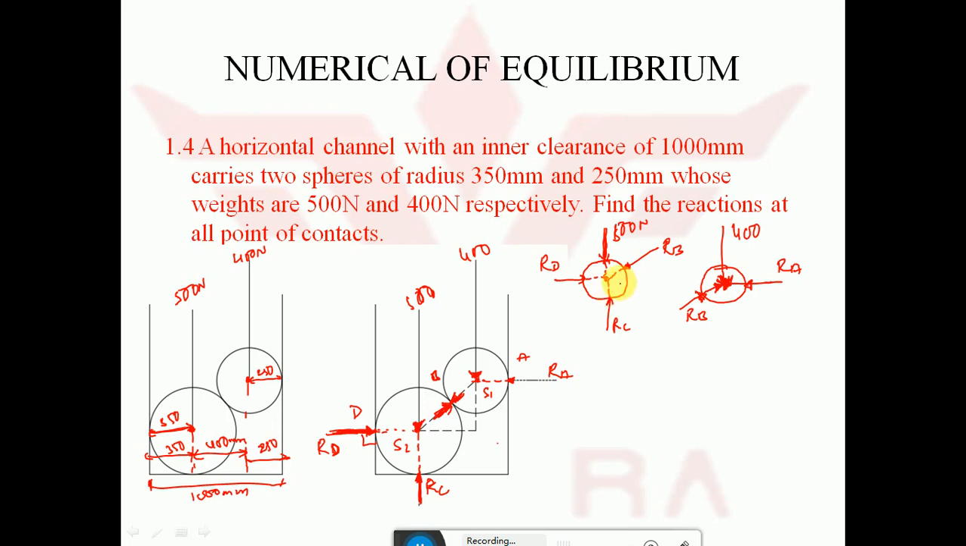Now see here, on sphere 2, if I want to solve it, there are three unknowns, RC, RB, and RD. So if I take this sphere 2, the solution will be lengthy. Before taking sphere 2, I will take this sphere 1. See here, what are the unknowns? RB, RA, and 400 is the known value.